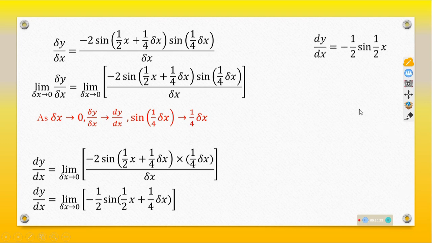So from there we shall be able to say that dy/dx is the same as -1/2 sine 1/2 of x. That is when delta x tends to 0. It means this delta x will be substituted with 0, and we shall only remain with -1/2 sine 1/2 of x. So that implies that when you differentiate cos 1/2 of x, you get -1/2 sine 1/2 of x.